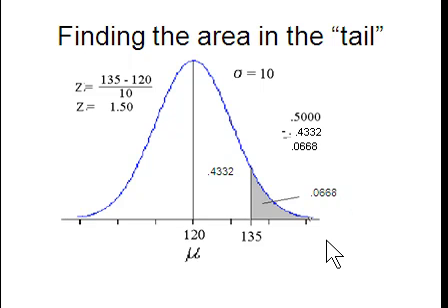Anytime you have to find the probability of getting a value in the tail of the distribution, you simply subtract the probability you can find in the table from 0.5.